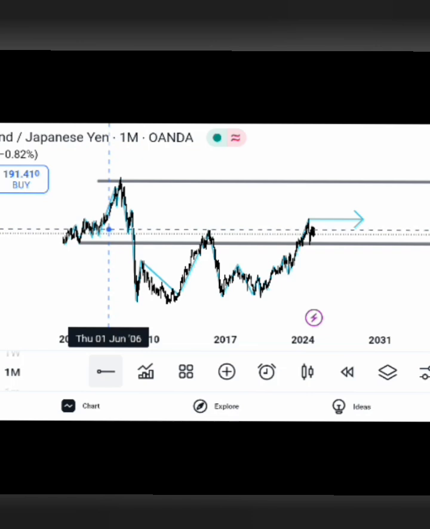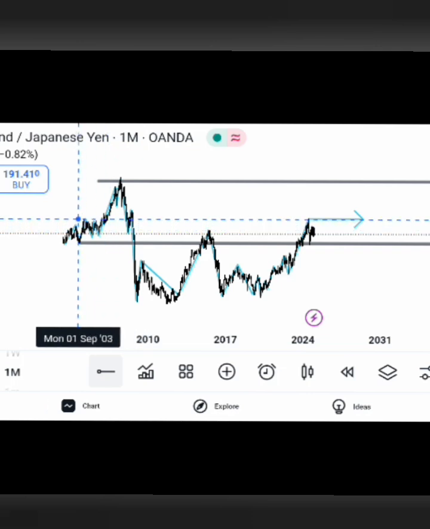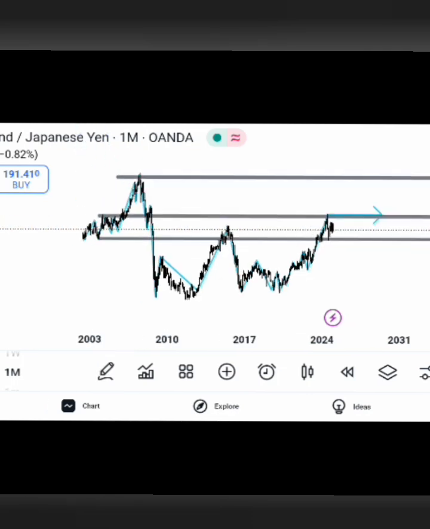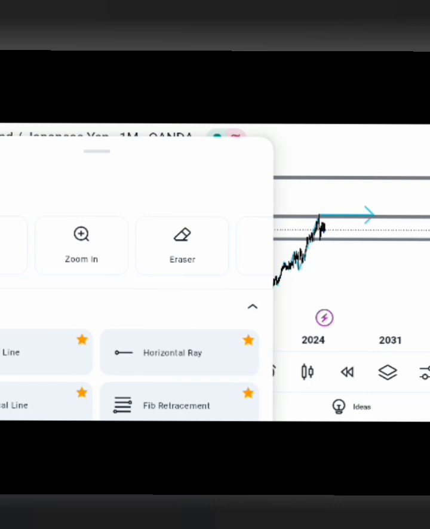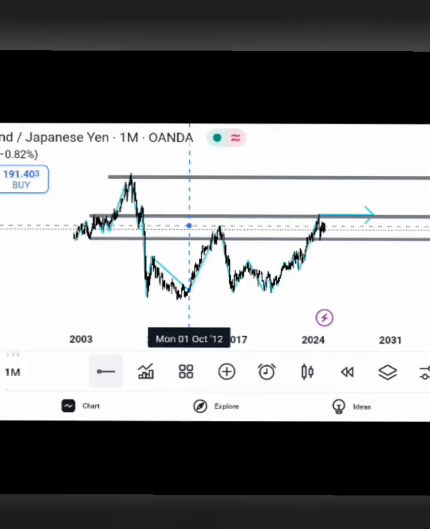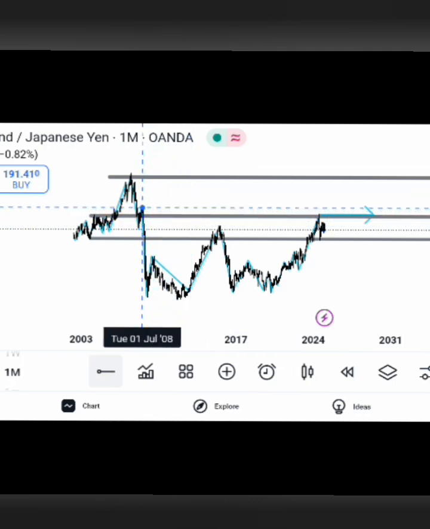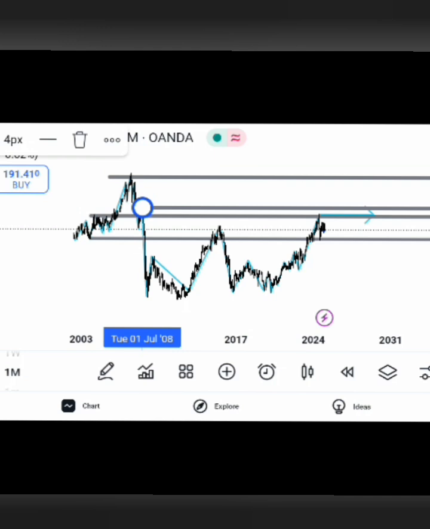Then the market reached here before a turning point. That is a turning point. So you want to mark all the turning points and see how the market is reacting to them. Then we have this turning point here. Where else do we have a turning point? Your first goal is to mark out all the turning points in the market. So here we have a turning point. Can you see? Then where else do we have a turning point?